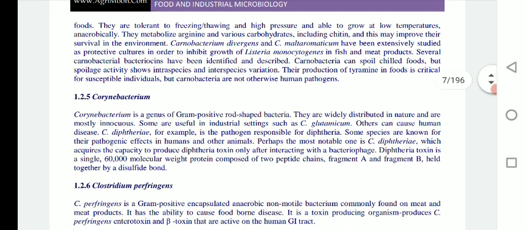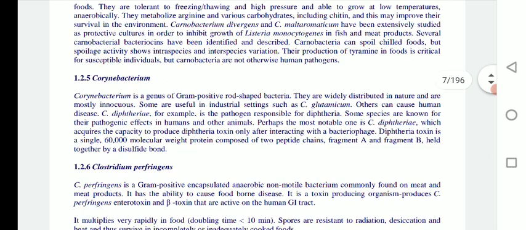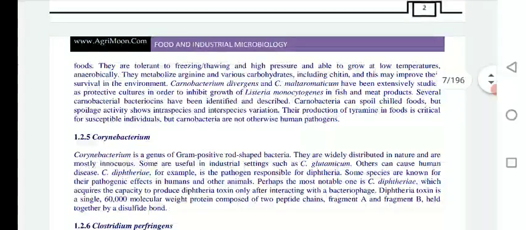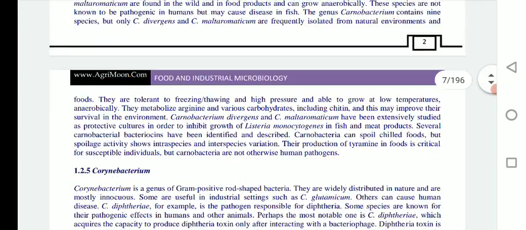So carnobacteria can spoil chilled foods also, but spoilage activity shows intraspecies and interspecies variation. So their production of tyramine in food is critical for susceptible individuals, but carnobacteria are otherwise not a human pathogen. So these are overall details regarding Carnobacterium.